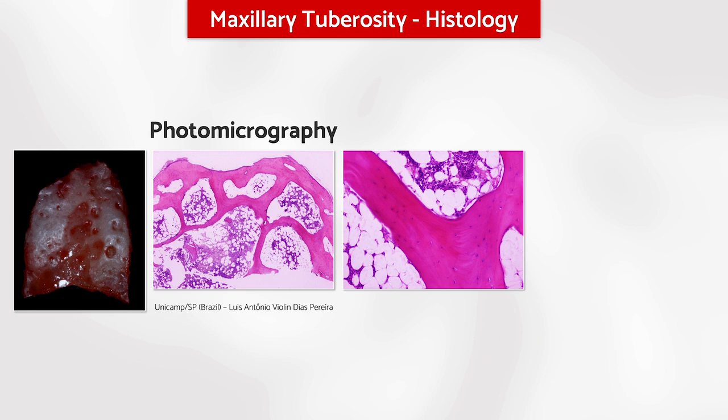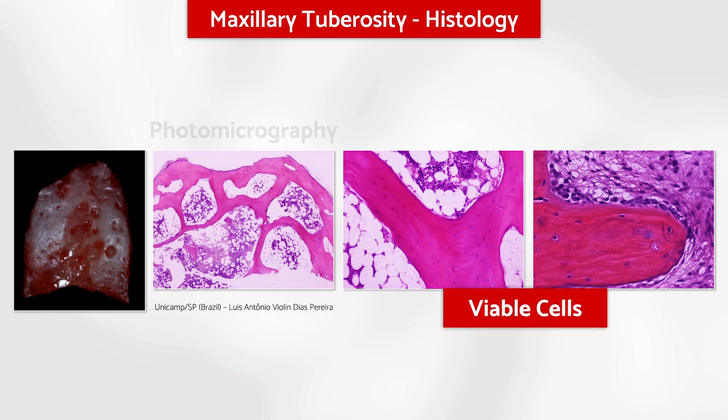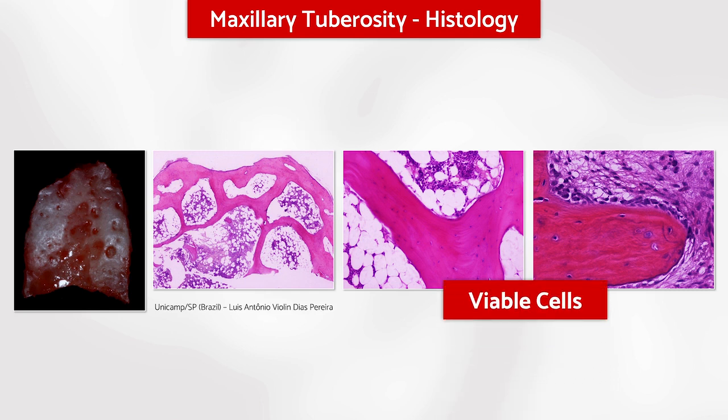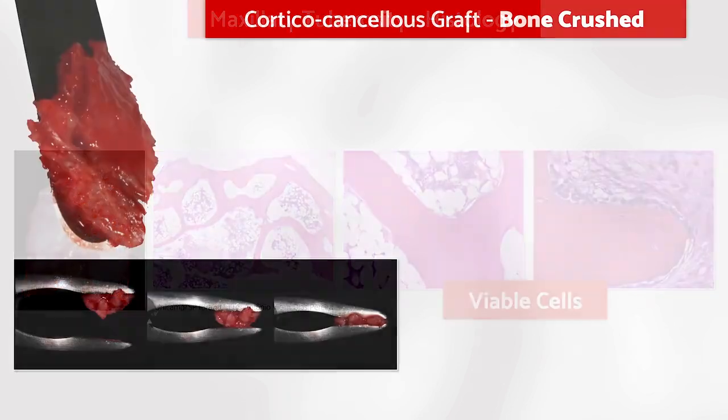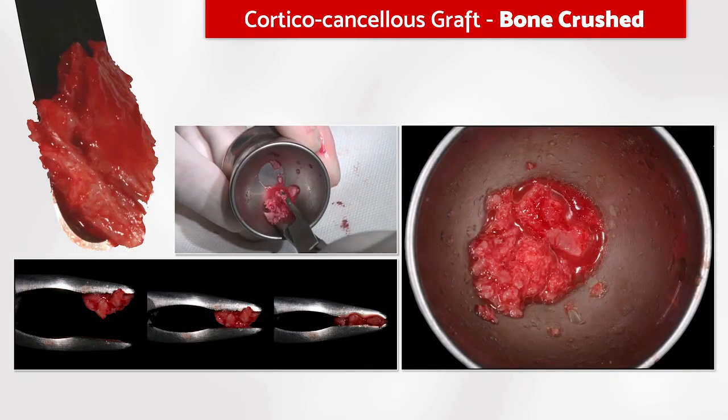Let's zoom in this histological section at the trabeculae position. And you can see here a good number of osteocytes. And let's zoom in the endosteum area. Here you can see a high number of viable cells ready to be transplanted from the donor site to the receptor site.